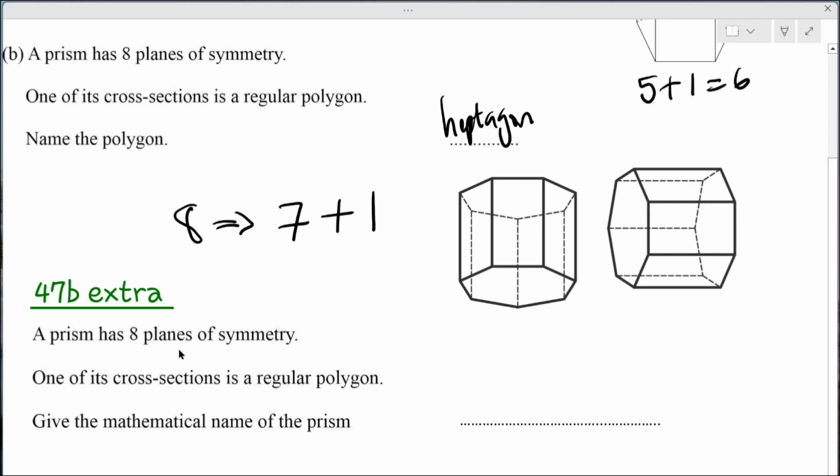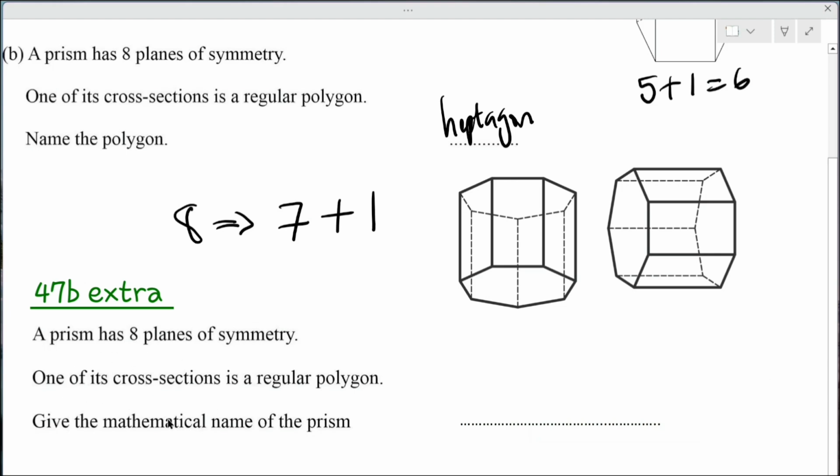A prism has 8 planes of symmetry. One of its cross sections is a regular polygon. Give the mathematical name for the prism. This question is carved out of 47B. And the answer to the polygon that makes the base of this prism is a heptagon. That's a 7-sided polygon. And here, rather than ask for the polygon, they are asking for the mathematical name of this prism. You can get a question like that.